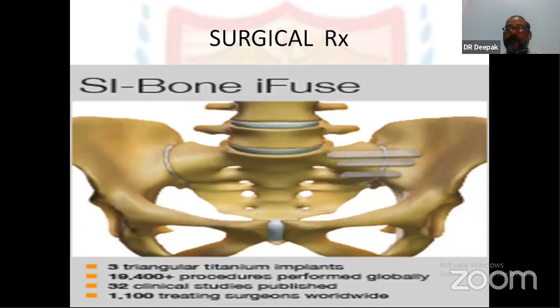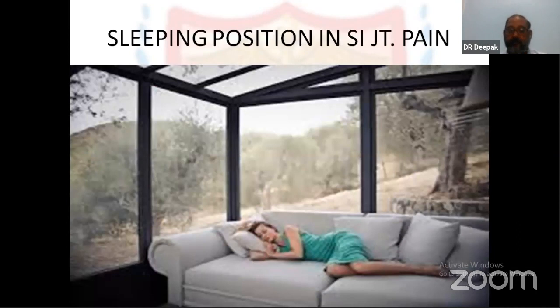And the next treatment is surgical treatment, in which, when the joint does not respond to any type of treatment, the last option is SI joint fusion. So we can fuse the joint by a surgical procedure using triangular titanium implants. In that, the joint is fused by surgical intervention.